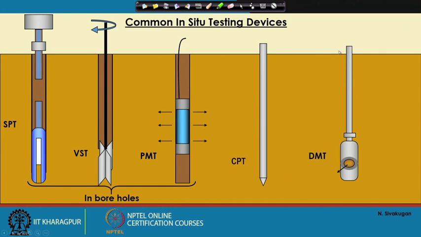So, for the cone penetration test and DMT boreholes are not required, but for the other 3, boreholes are required. Here we apply a torque, here we apply the hammer blow, here we apply pressure and the volumetric expansion is measured, here we push it or we apply the blows, and here again the expansion is done for a thin membrane which is pushed into the soil with this setup. So, these are the common in situ testing devices that we use in the field to determine the soil properties.